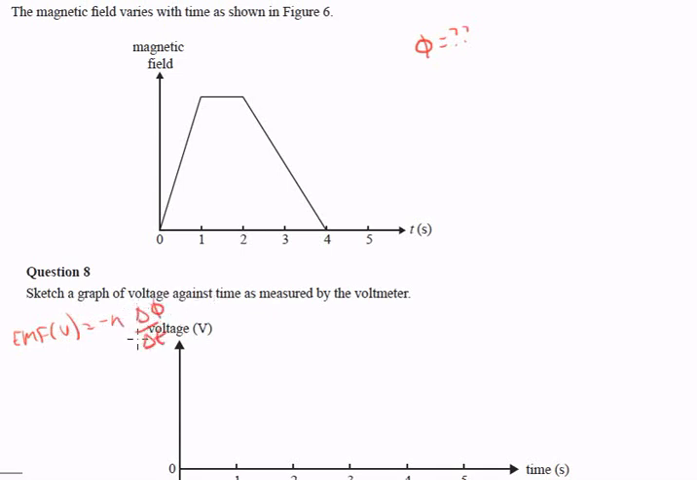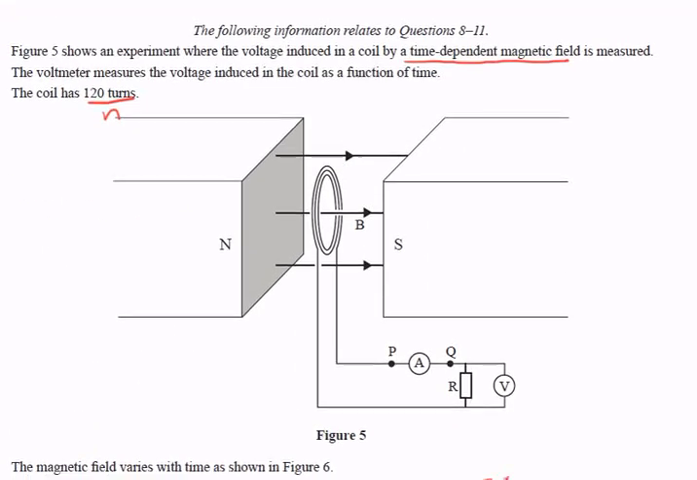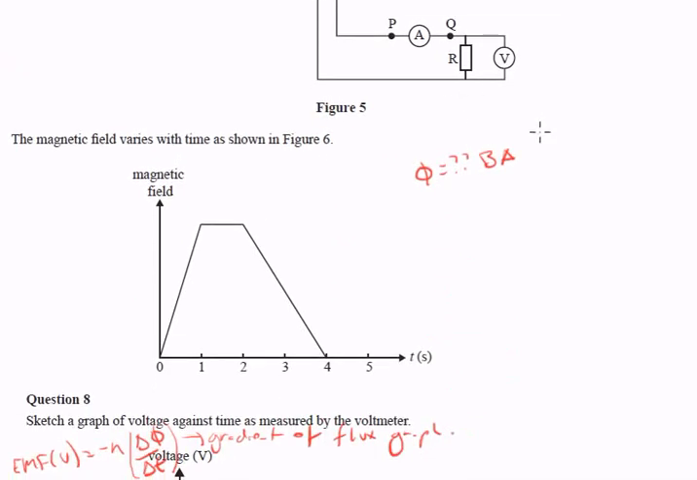And in the last question we did something very similar: change in flux over change in time means the gradient of a flux graph. So we need to know, what does a flux graph look like? Well, flux equals B times A. And our area doesn't change in this. They don't say they change it by turning it or changing the shape. Because the area doesn't change, the flux is going to be proportional to B.